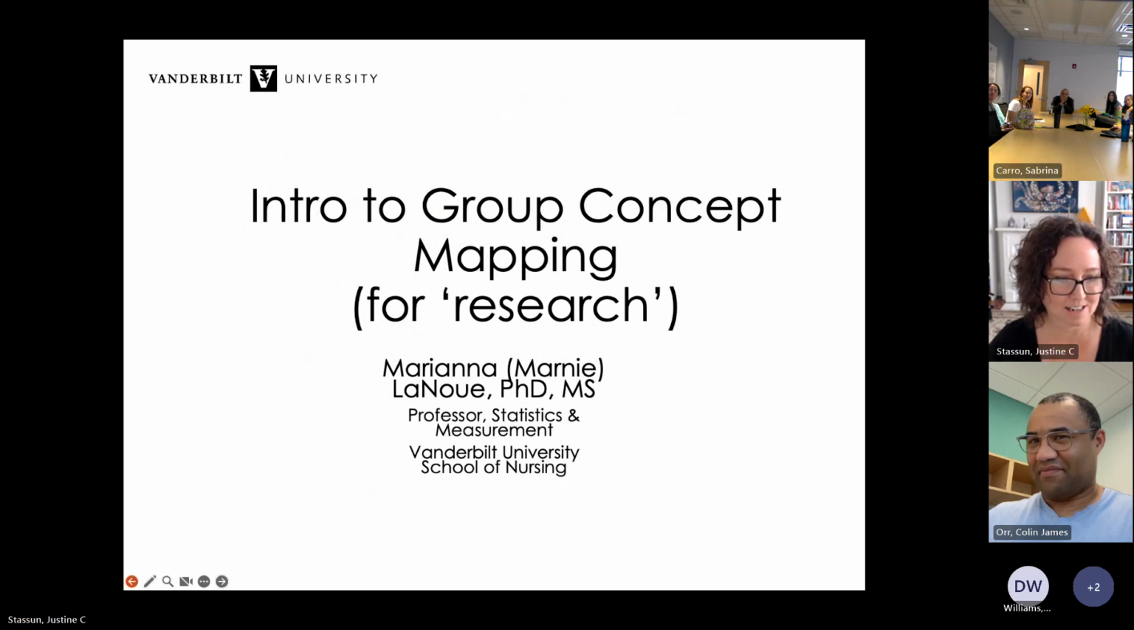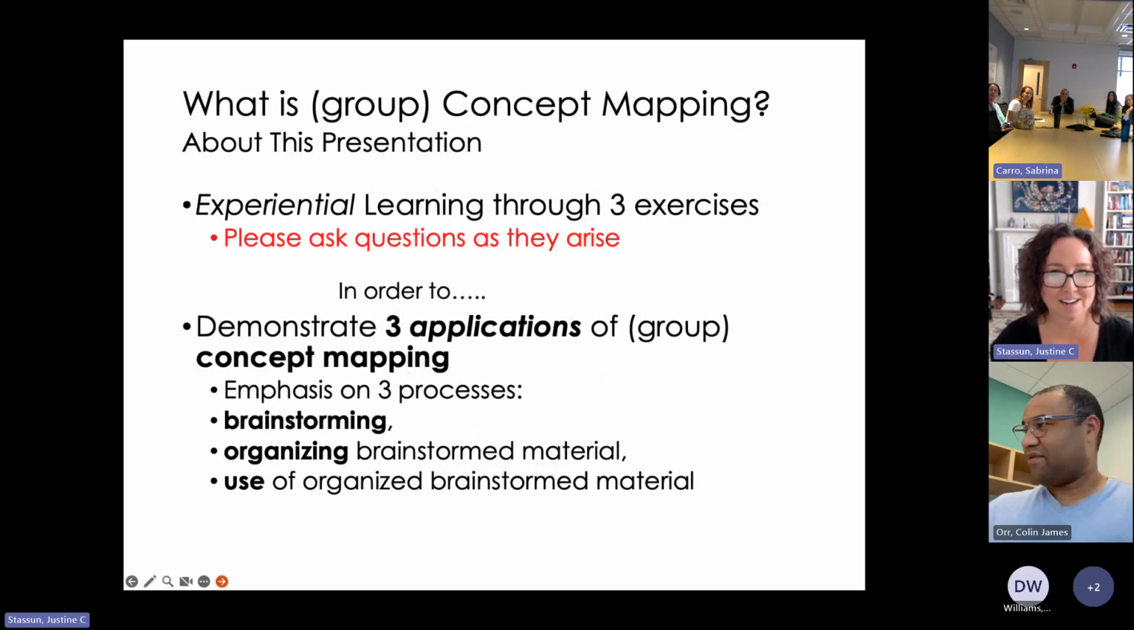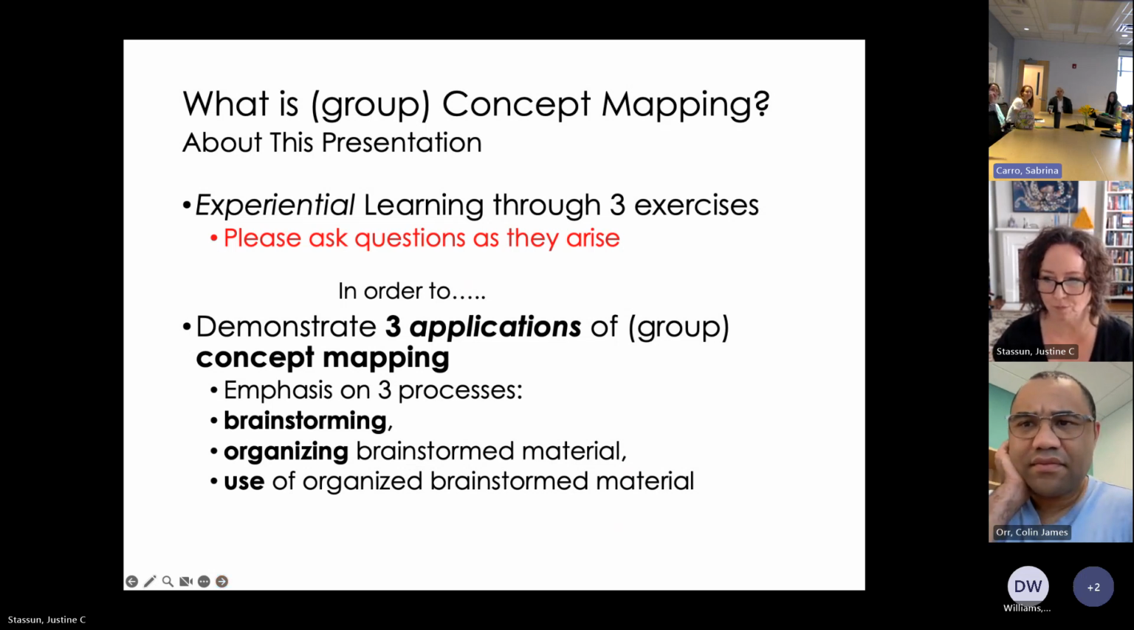Okay. Now, there. So I wanted to show this slide because I don't have an outline for this talk. It's an experiential exercise, and I'm going to demonstrate 3 applications of this process. And the process itself has 3 components, and those components are brainstorming, organizing the brainstorm material, and then applying it or using it. So please ask questions as they come up.